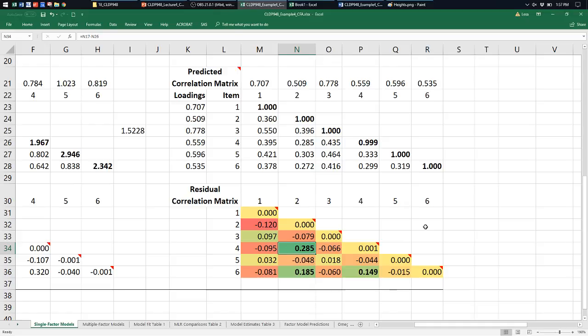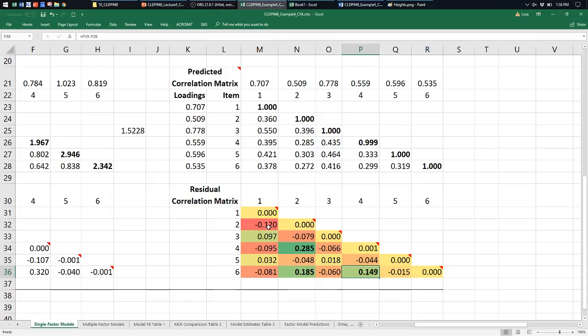And you'll note the pattern. The same thing happened between 2 and 6 and 4 and 6. Do you remember what those even-numbered items have in common? They were the original. They were positively worded.